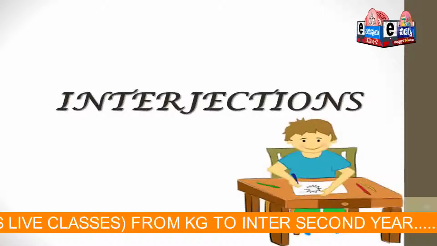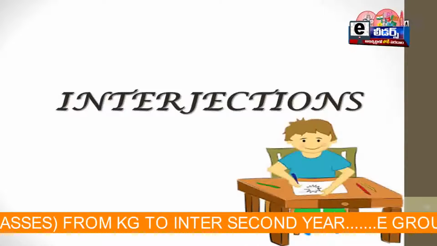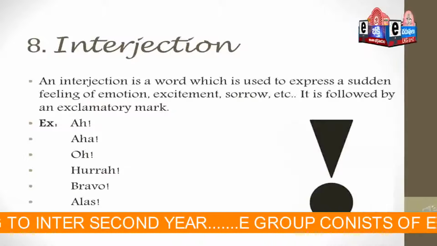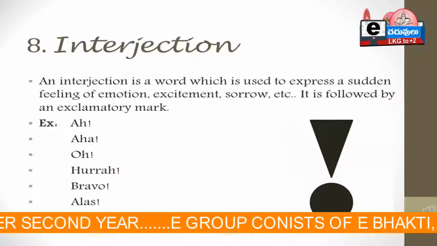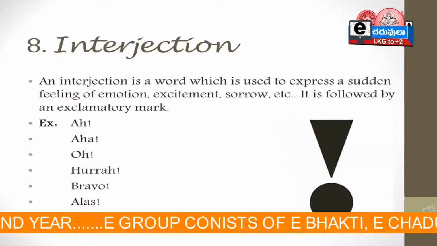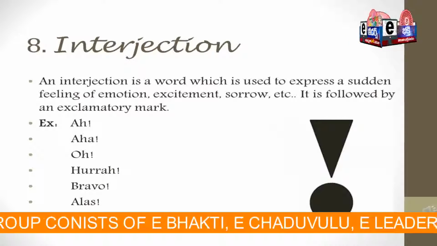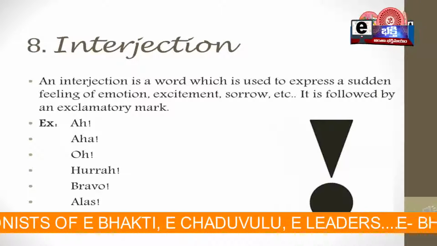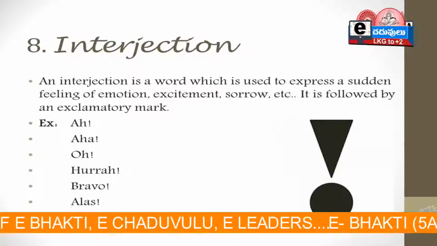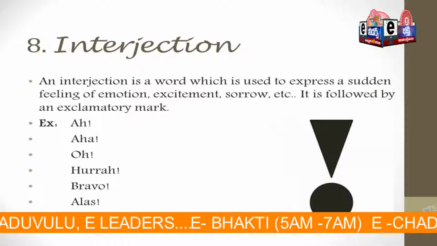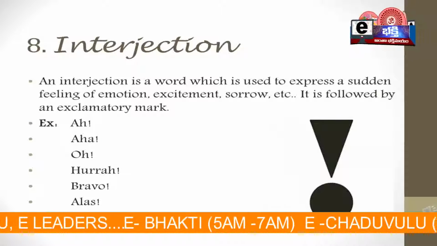Here is the turn of the last part of speech, that is interjections. It is very easy to identify an interjection in a sentence, as it takes an exclamatory mark after it. An interjection is a word which is used to express a sudden feeling of emotion, excitement, sorrow, etc. And this is followed by an exclamatory mark.